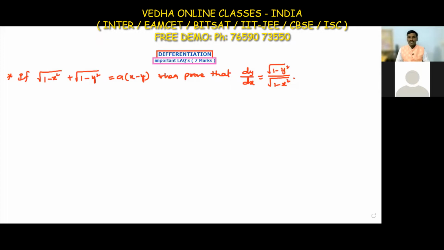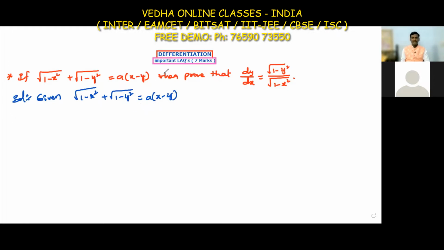Okay, so differentiation, most important long answer questions, 7 marks questions. If root of 1 minus x square plus root of 1 minus y square is equals to a into x minus y, then prove that dy by dx is equals to root of 1 minus y square divided by root of 1 minus x square. Okay, so what is given here in this question? Given, root of 1 minus x square plus root of 1 minus y square is equals to a into x minus y.